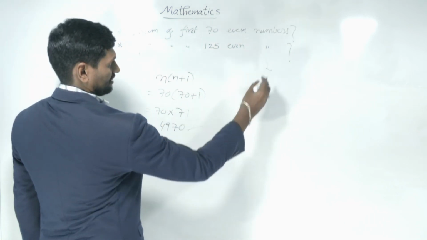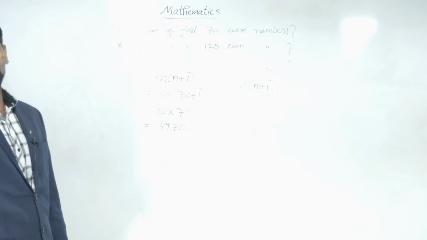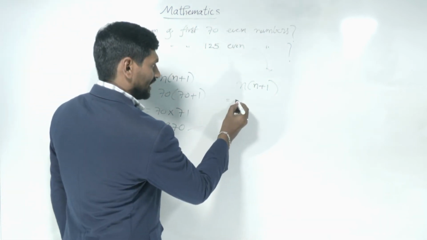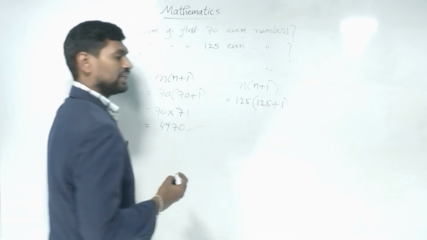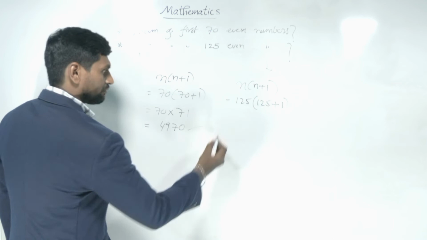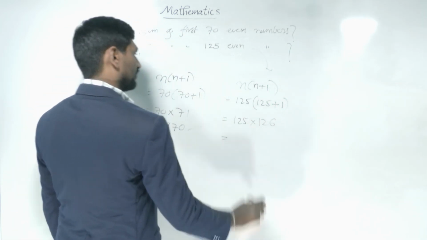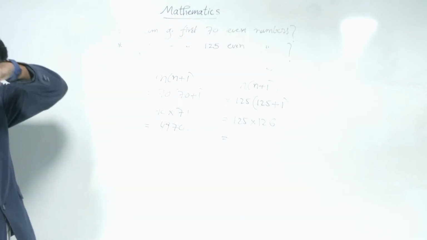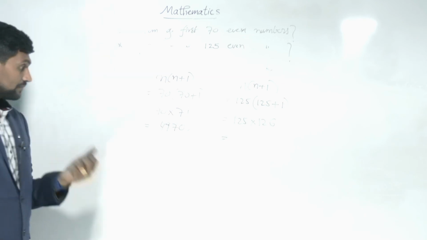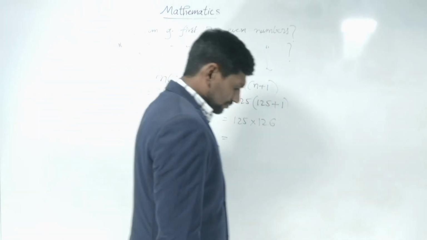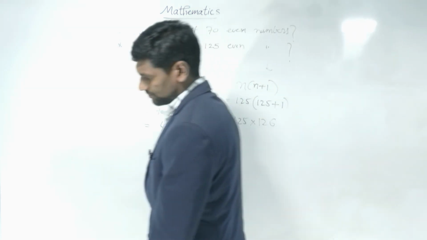Now for this, same formula, n into n plus 1. Here n value 125. In bracket 125 plus 1, 126. 125 into 126. You should find the answer. Multiply and tell the answer.